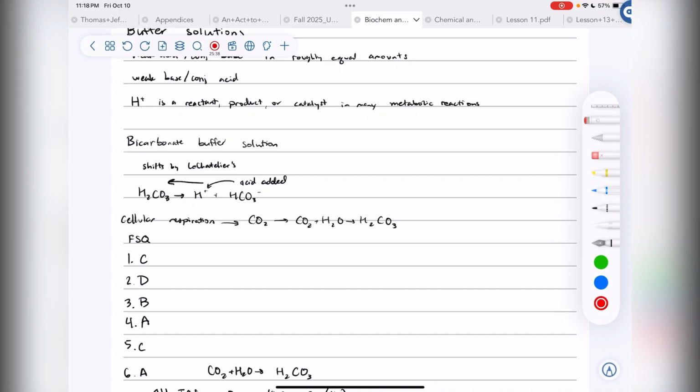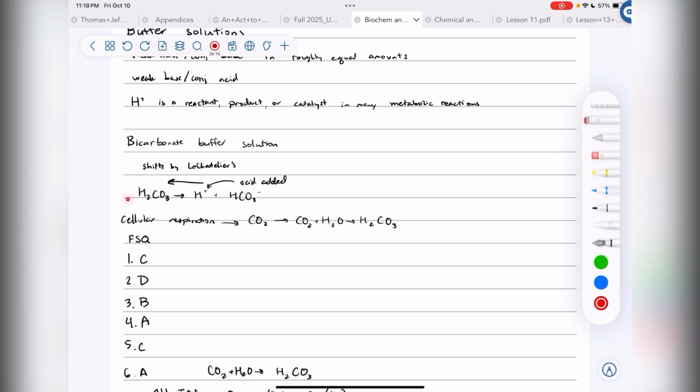Let's just say you added some acid. What's going to happen is then, because of Le Chatelier's principle, right? Because now your Q is bigger than K, so it's going to shift to the left. And so some of those protons change back into this H2CO3, right? So there's less of those protons floating around and changing the pH. So the change in pH is going to be really small.